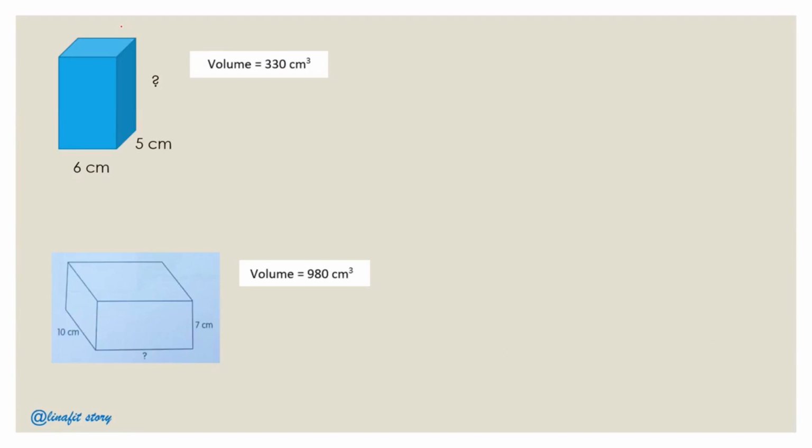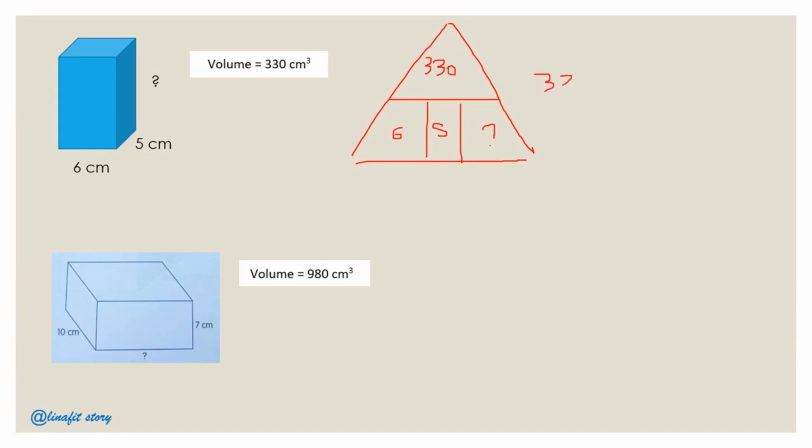In this question, we're going to learn how to solve problems where the volume is known but another dimension is unknown. So for example here, the volume is 330 cubic cm, the length is 6 cm, and the breadth is 5 cm. What is its height? So what multiplied by 6 and 5 gives us 330? So the height is 11 cm.